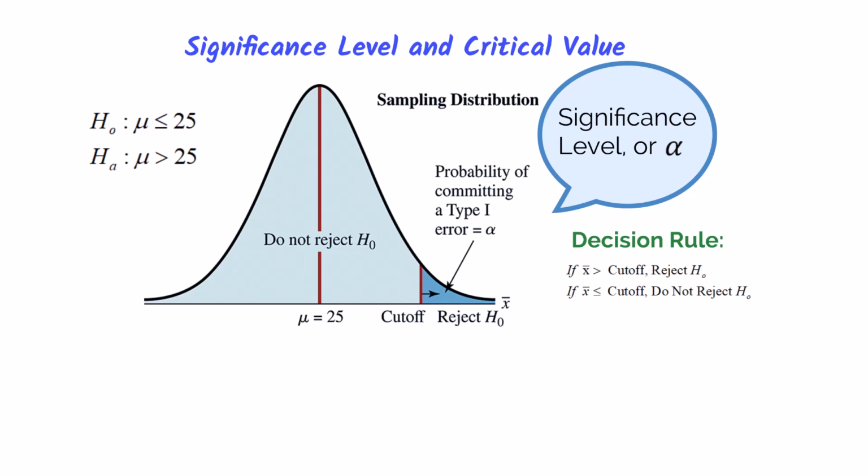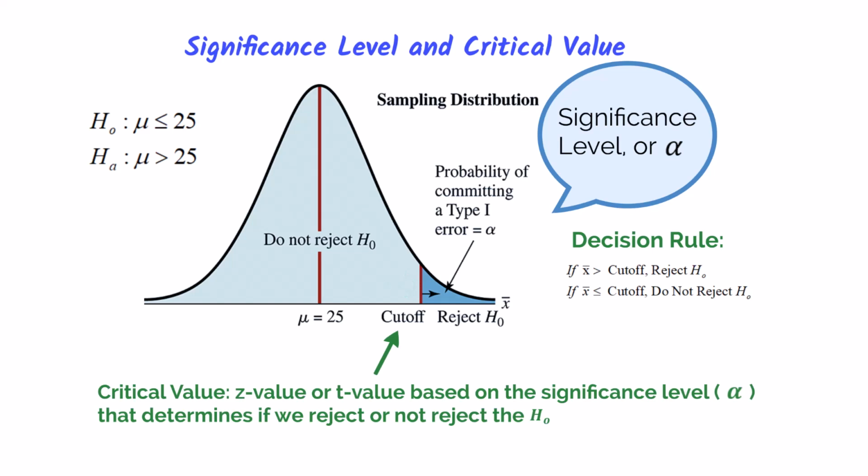If making a type 1 error is very costly, we would want a small alpha value. If it's not very costly and we could afford to make the error, we would allow for a higher alpha value. So the chosen alpha has a corresponding cutoff point known as the critical value. So you can see the alpha is this shaded area that we're looking for, and the cutoff is where that alpha begins. This cutoff is known as the critical value and is the Z value or the T value based on the significance level that determines whether we reject the null.